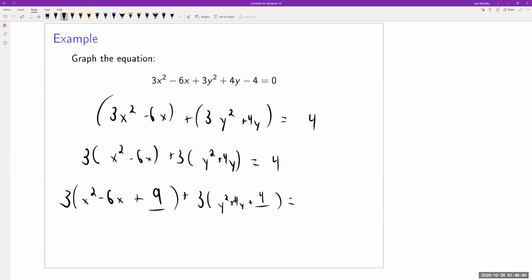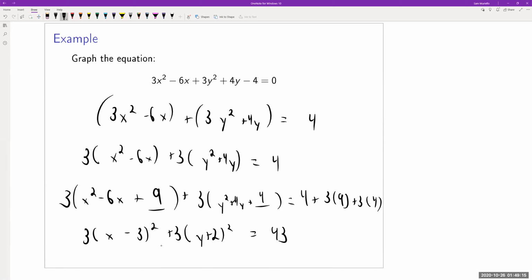So we're going to need to add 9 and 4, but each of these is in parentheses, so there's 3 9s here and 3 4s here. So I'll add 3 times 9 and 3 times 4. On the left-hand side, we can factor each piece. It is a perfect square, so it will be 3 times (x minus 3) squared plus 3 times (y plus 2) squared. And on the right-hand side, 27 plus 12, 39 plus 4 is 43.